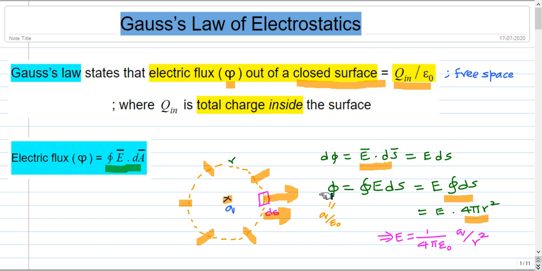The total flux coming out of this closed surface can be obtained using Gauss's law as the charge present inside divided by epsilon naught. The charge present inside the surface is the point charge q. So phi is q by epsilon naught. From this we get the expression for the electric field as 1 by 4 pi epsilon naught times q by r squared. So here we have got the expression for the electric field using Gauss's law at a distance r from a point charge q.